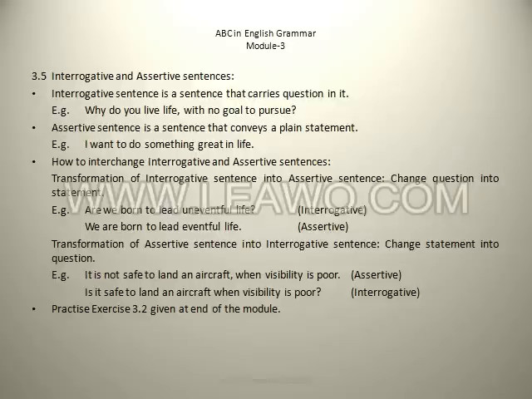Interrogative and assertive sentences. Interrogative sentence is a sentence that carries question in it. Example: why do you live life with no goal to pursue? Assertive sentence is a sentence that conveys a plain statement. Example: I want to do something great in life.